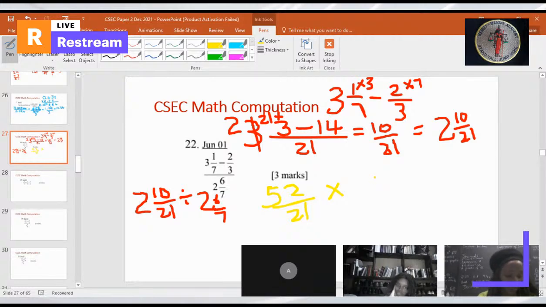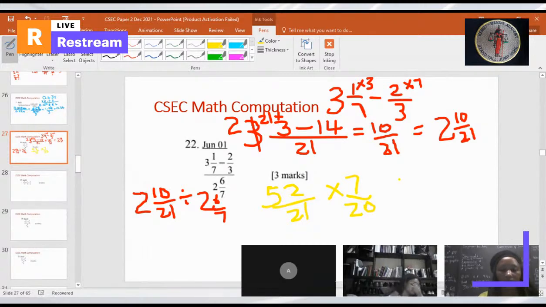Just tell me what to do, John. Okay, miss, and then we'll change 2 and 6 over 7 into an improper fraction. 2 times 7, which is 14, plus 6, which is 20. Miss, it's 20 over 7. Oh wait, miss, it's 7 over 20, because we invert. After we change it to an improper fraction, we invert. 7 over 20. All right, what next?